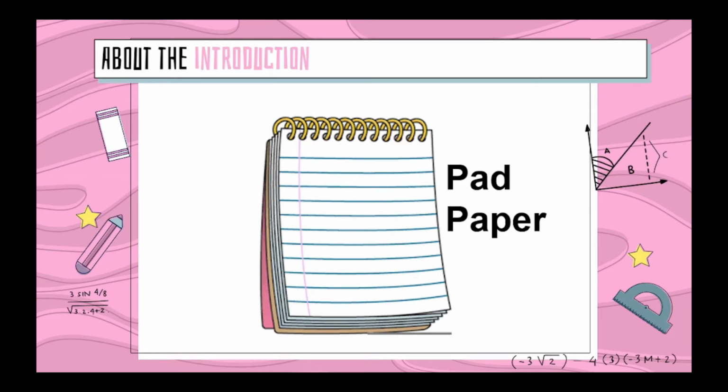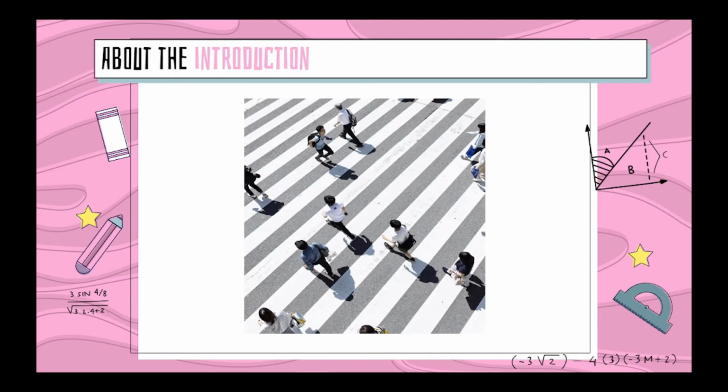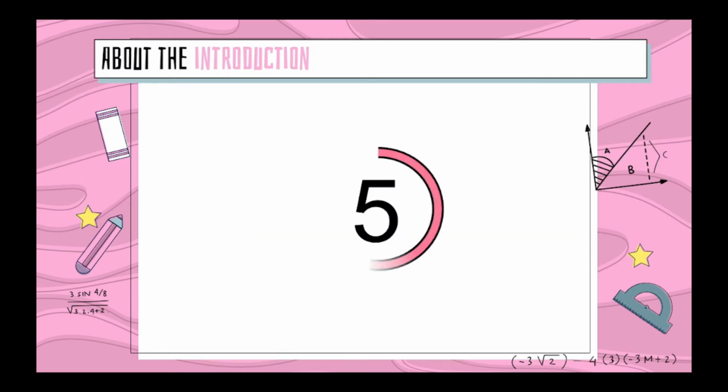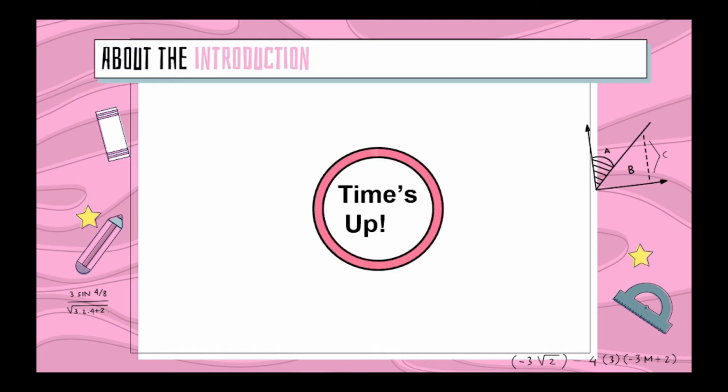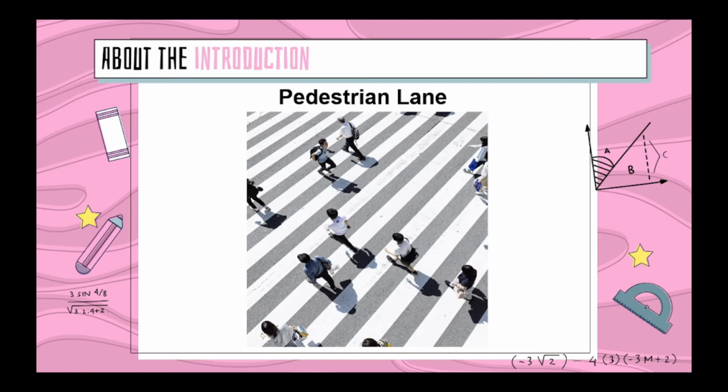That is a pad paper or an intermediate paper. So if you got it correctly, you can check your answer. Next, picture number 2. So the white lines, what do you call that line in the road or street? You have 5 seconds. Okay, time's up. The correct answer is a pedestrian lane. So dyan dumadaan kapag tatawid ng kalsada.